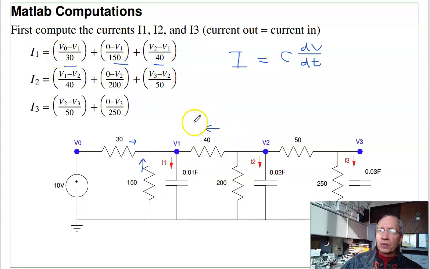That's I1. I2 is this current plus this current plus that current. Current in equals current out. Current from the left is (V1 minus V2) over 40. Current up is (0 minus V2) over 200. Current from the right is (V3 minus V2) over 50, and so on. That's the first step.